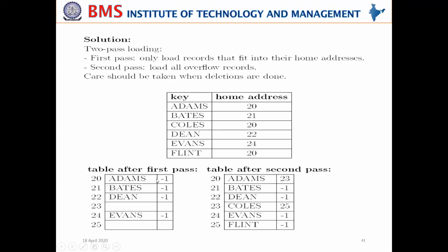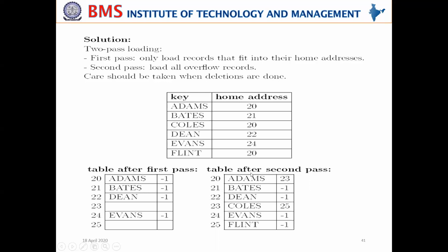Initially they're not pointing to anything. Now I'll make a second pass. I'll go through the table for the second time, and I look for the overflow records. So which was the overflow record? Coles 20. I'll go to 20. See how this operates, like the previous example. 20 was the home address of Coles. Since I cannot store Coles here, I'll store it in the next successive location and I'll store the address of this in the link field of the first record.